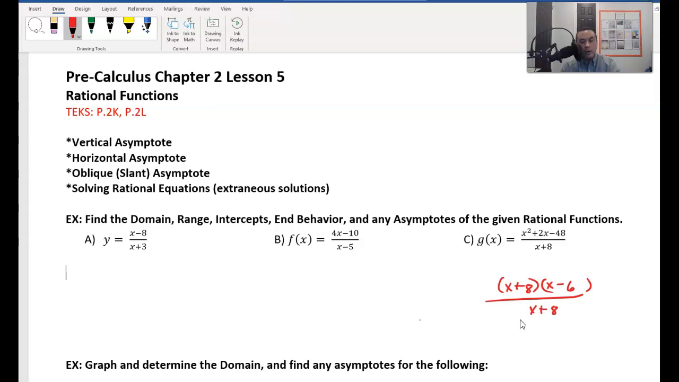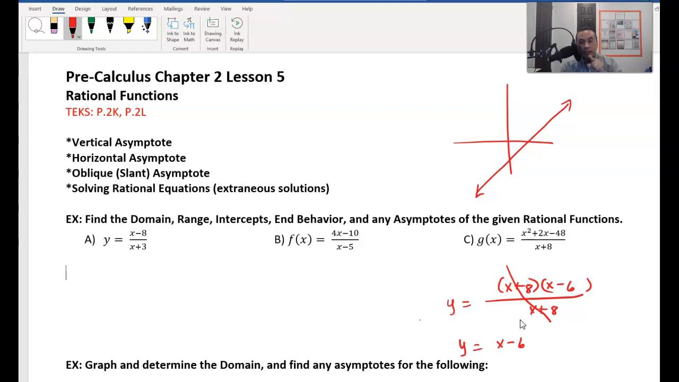Remember from chapter 1, I'm rewriting g of x as y. If this cancels out, which it does, that means the graph is going to behave like a line. This one's going to be weird. When you simplify this thing, you only have x minus 6 left, which means it's going to be a line that crosses negative 6 with a slope of 1. This is the way the graph is going to look.